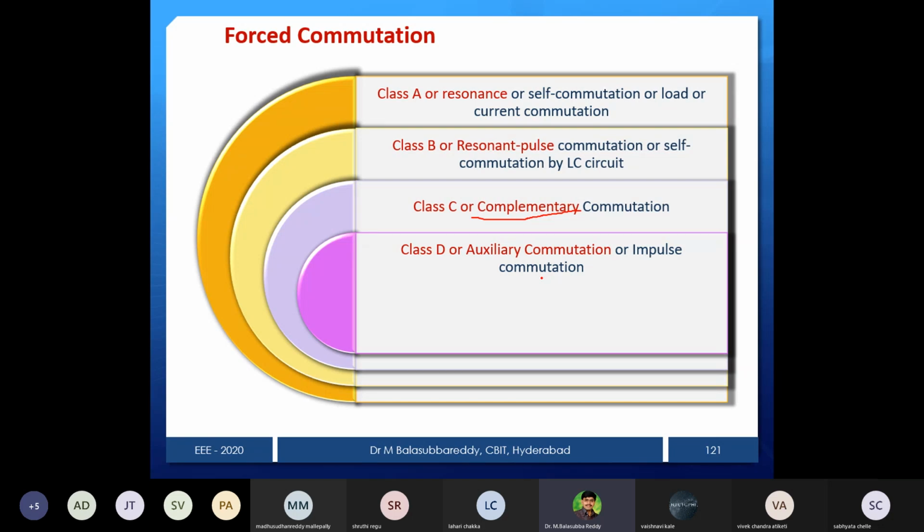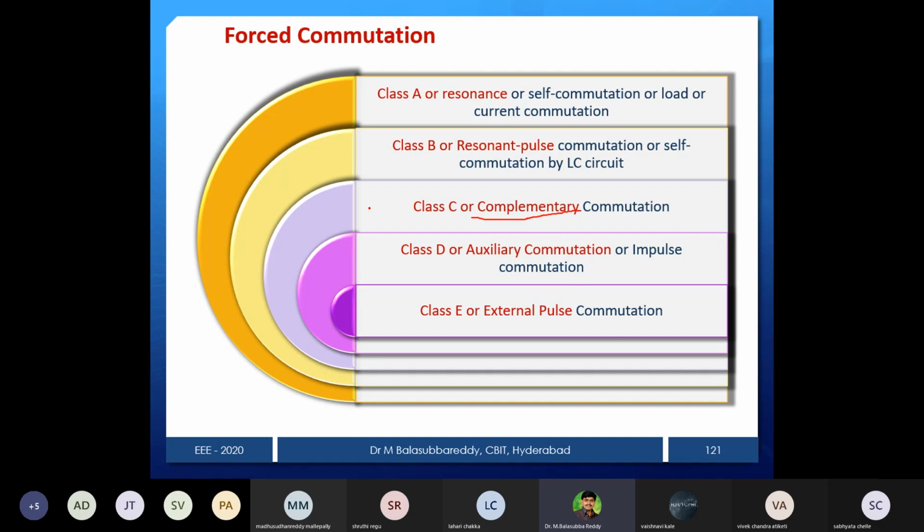Another name for this is impulse commutation, because of the capacitor voltage, we are going to turn off the main thyristor. That is the reason we call it an impulse or spike voltage, a reverse voltage applied across the device that turns off the main thyristor. That's why we call it auxiliary commutation, impulse commutation, or class D commutation.